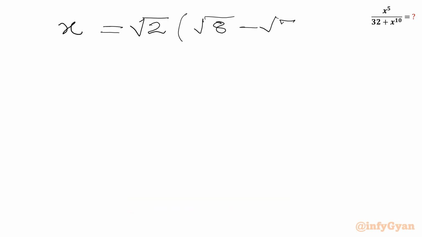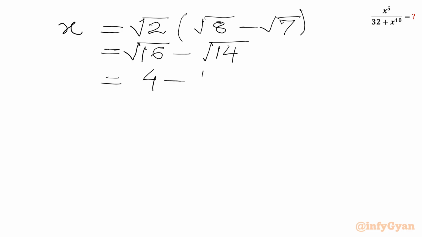So I can write x will be equal to root 2 times square root 8 minus square root 7. Or we can write square root 2 times square root 8, square root 16, minus square root 2 times square root 7, square root 14. Now square root 16 is 4, so x equals 4 minus square root 14. This is our x. After rearranging the terms, I can write 4 minus x will be square root 14.